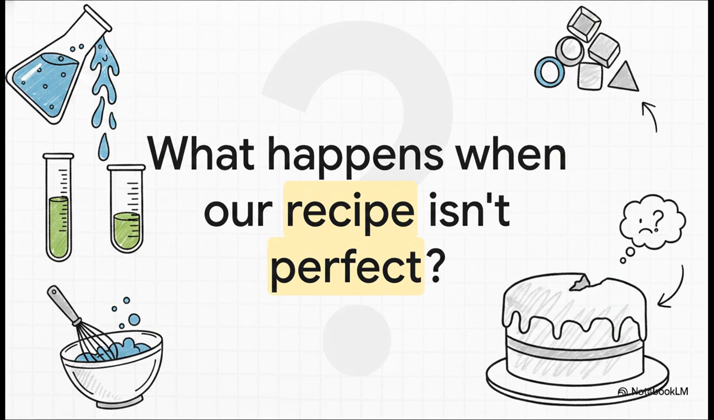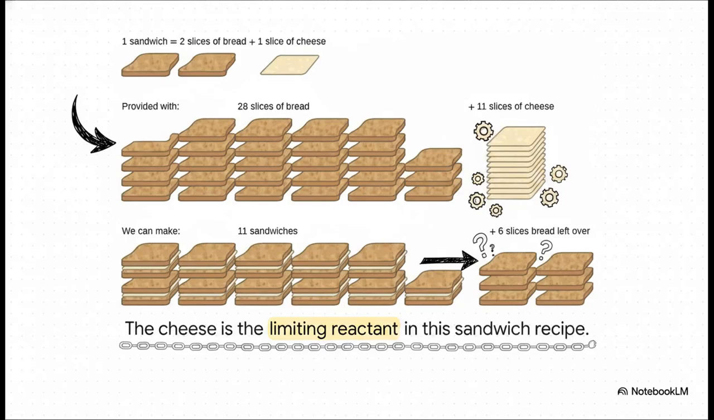This brings us to a super crucial concept, the limiting reactant. Let's use a simple sandwich analogy to explain this. Say our recipe is 2 slices of bread plus 1 slice of cheese equals 1 sandwich. Now imagine we're provided with 28 slices of bread, but only 11 slices of cheese. Well, because we only have 11 slices of cheese, we can only make 11 sandwiches. The cheese is our limiting reactant. It completely dictates and stops the entire sandwich-making process, leaving us with 6 slices of excess bread. Believe it or not, chemistry works the exact same way.